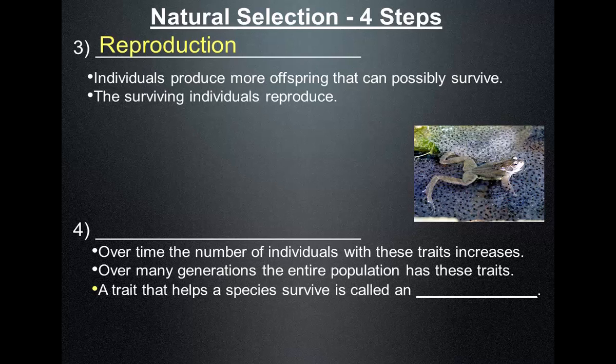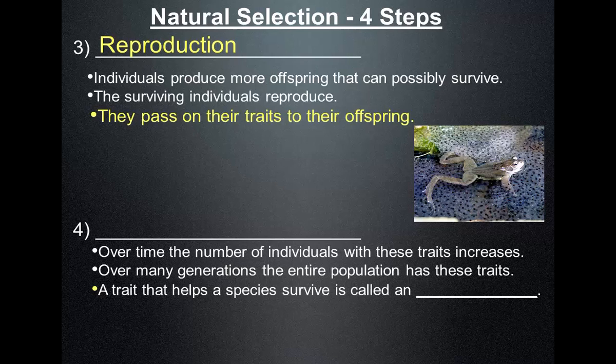Yeah, maybe the ones that can swim faster get to more of the food. Or maybe the ones that are smarter find food in different places. So we don't really know, but some of them are going to be better suited to that ecosystem. And those are the ones that are going to live and survive.